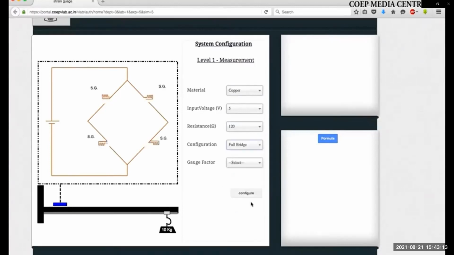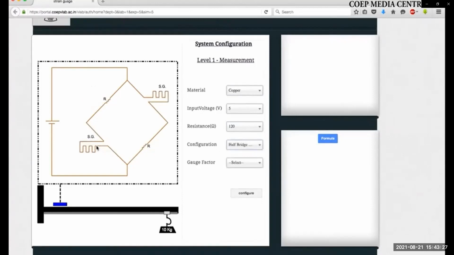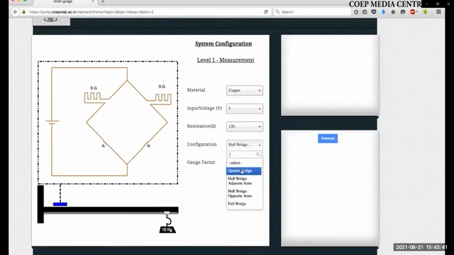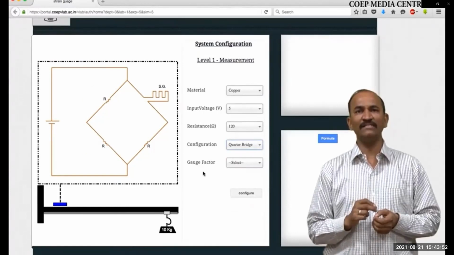Now in this case, if I select full bridge, you will find that all the strain gauges and all the arms of this bridge are active. Instead, if I select half bridge opposite, you will find strain gauges are kept in opposite arms and the fixed resistors are kept in the other opposite arms. If you go for half bridge in adjacent arms, the configuration would be like this. And if you go for quarter bridge, only one strain gauge would be available and connected in the bridge. Now, each configuration has distinct advantages and limitations.